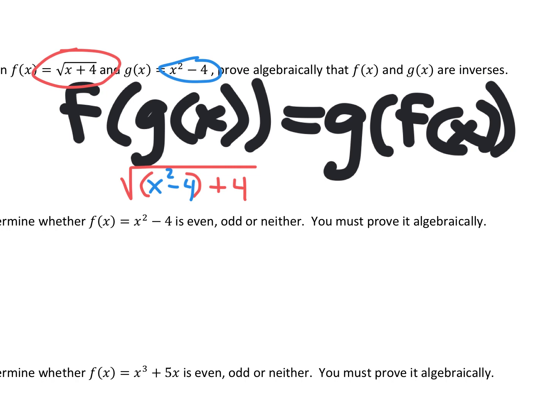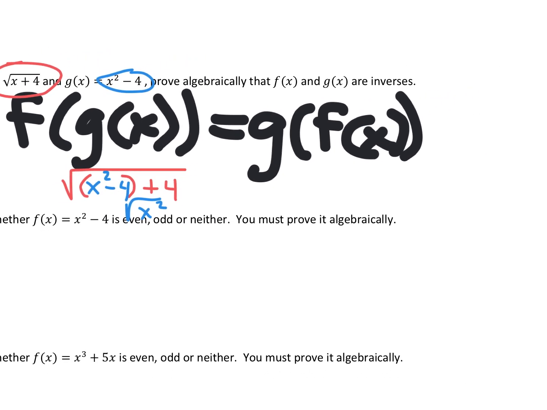Now, do you get that the 4s will cancel off because minus 4 and plus 4 cancel off? And then do you get that you'll have the square root of x squared, and then doesn't that cancel off and it's just x, right? Yeah, that's the point. It simplifies down to x.